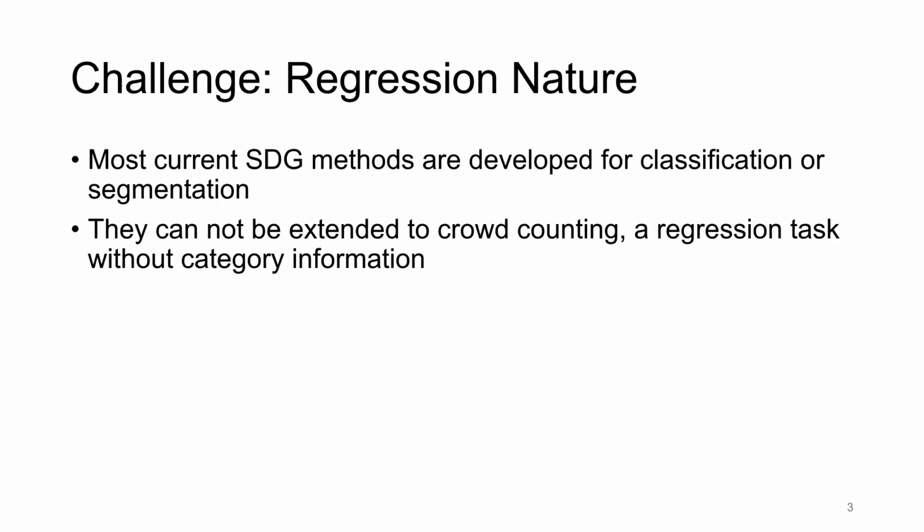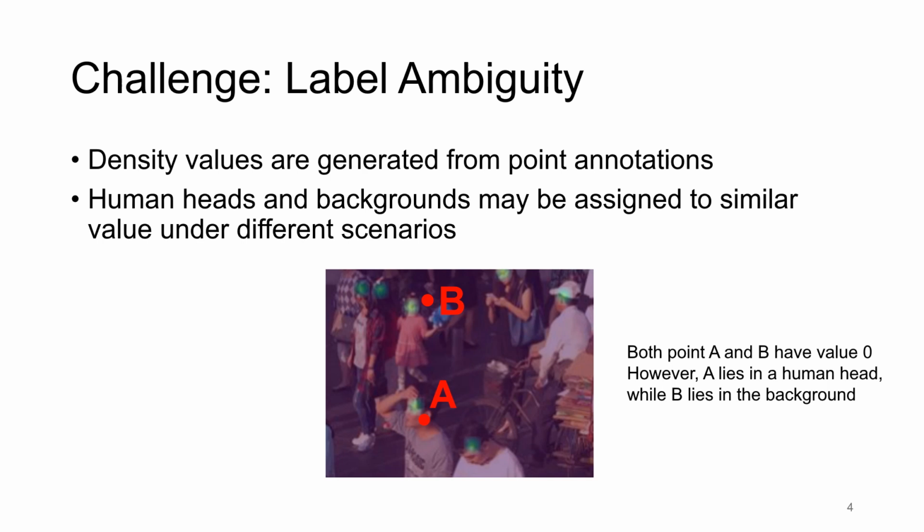However, while SDG has been well studied for classification and segmentation, most of the methods cannot be extended to crowd counting, a regression task without any category information used in those methods. Another unique challenge for SDG in crowd counting is called label ambiguity. Because density values in crowd counting are generated from point annotations, human heads and backgrounds may be assigned a similar value under different scenarios, and below is a very simple example of this phenomenon.